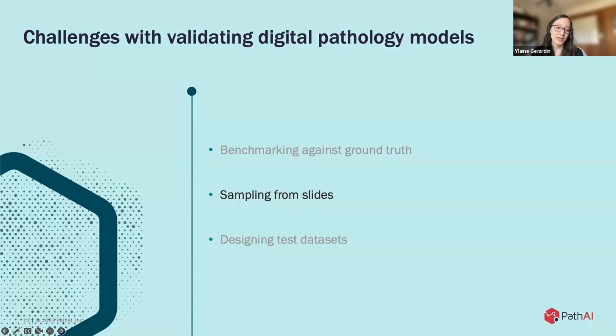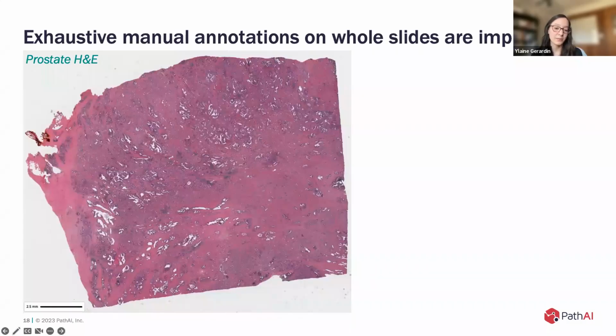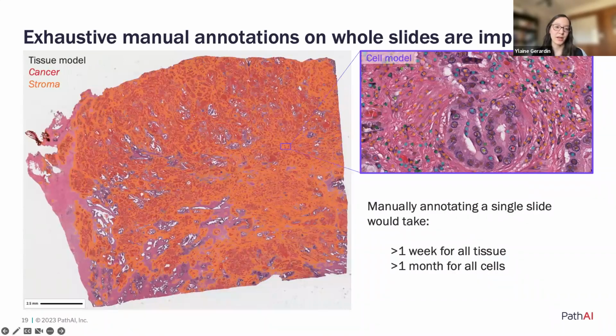So to move on to the second issue, which is the issue of sampling from slides, I want to show another example here. This is an H&E stained prostate sample. These samples can be very large and the model annotation is very complex. When we look at what the model is calling as cancer versus stroma on the left here, or here's a very small blow up of what the cell annotations are for this model, you can see that the tissues are just very highly intercalated. And there are a lot of different types of cells annotated, and they're quite dense as well.